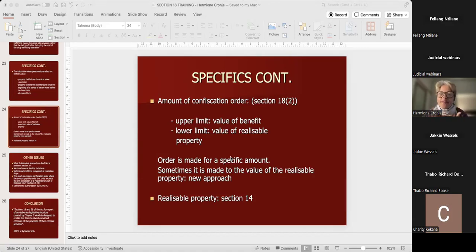So the job of the presiding officer, is that another question? Jane Ngobeni, are you asking a question?